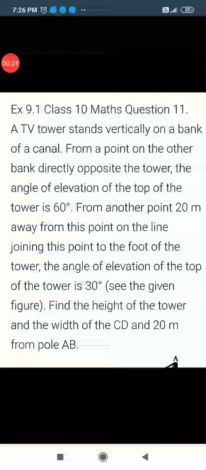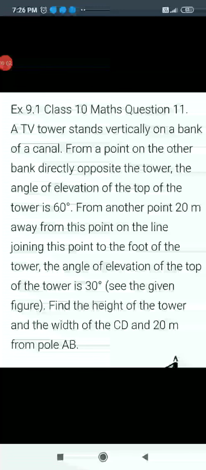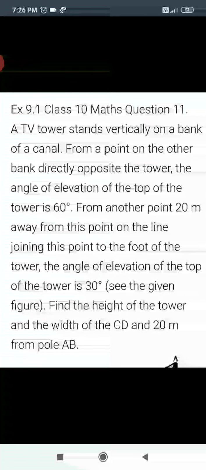Maths, class 10th maths. Now we will solve some more questions on the application of trigonometry, chapter 9. Now question number 11. A TV tower stands vertically on a bank of a canal.